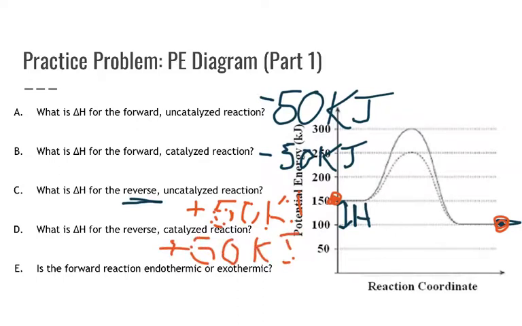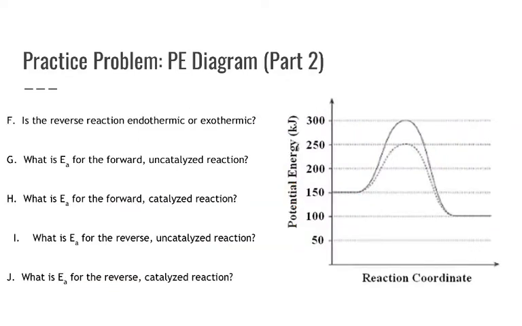Okay. So in that case, when it's asking about the forward reaction, if it's endothermic or exothermic, the forward reactions were both negative, so that would be exothermic. Now, if we're looking at the reverse reaction, those were positive, so those would be endothermic. So that's how you would get delta H off a potential energy diagram. If you're not sure how I got those numbers or why some are positive and some are negative, I would pause and rewatch that section before going on.